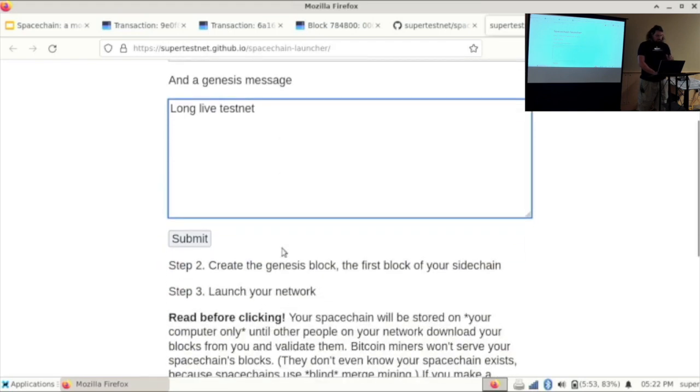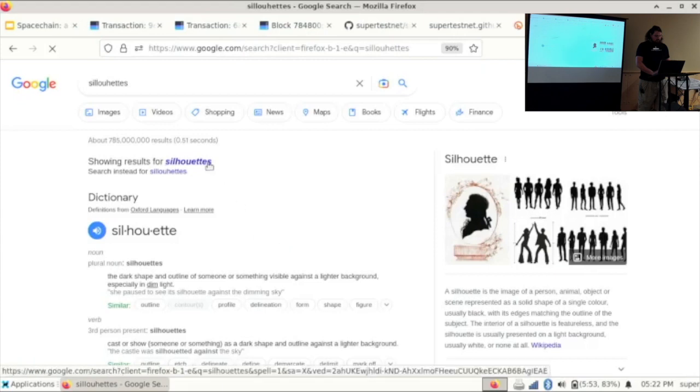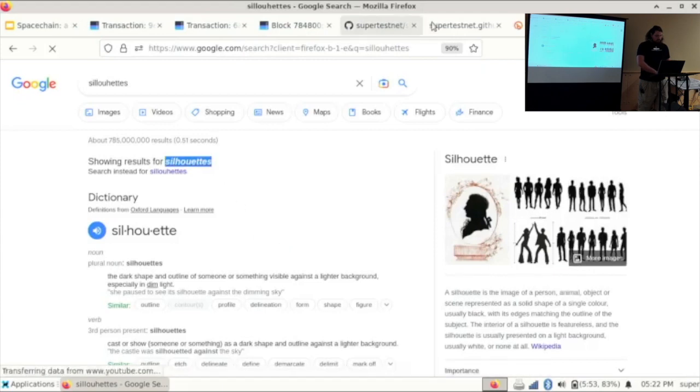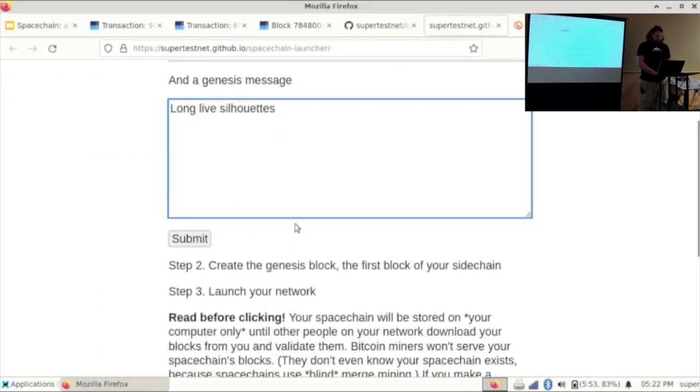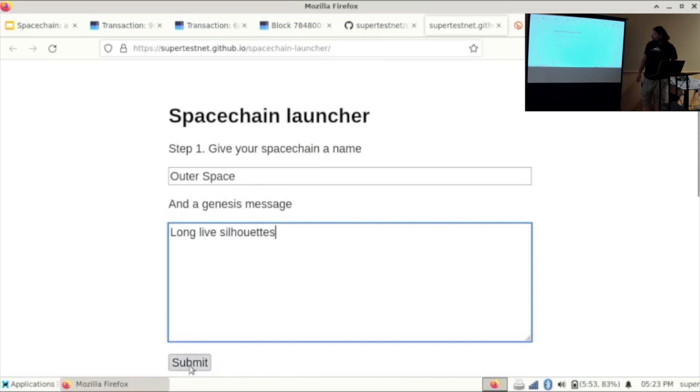Long live Solidus. Who wants to bet that's how you spell it? I like sweets. The H goes on. No, I spell it. That was close. Okay, so there's this whole paragraph that says read before clicking, but I'm not going to do that.